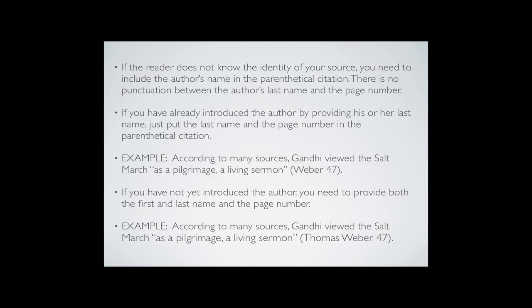So here's the example. According to many sources, Gandhi viewed the Salt March as a pilgrimage, a living sermon. And since we don't know who the identity of this source is, we don't know earlier on in the paper, and we don't know in the signal phrase, you're going to put the author's last name in the parenthetical citation, add a space, and the page number. There's no parenthesis, there's no comma, there's no P for page number, anything like that, just nice and clean.